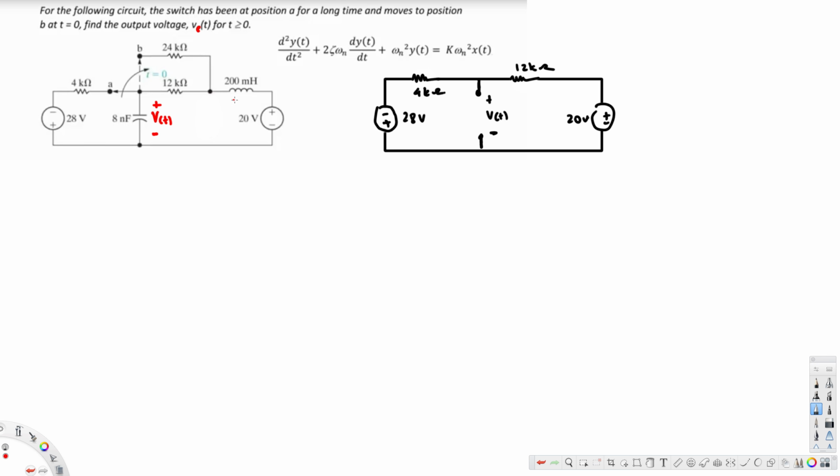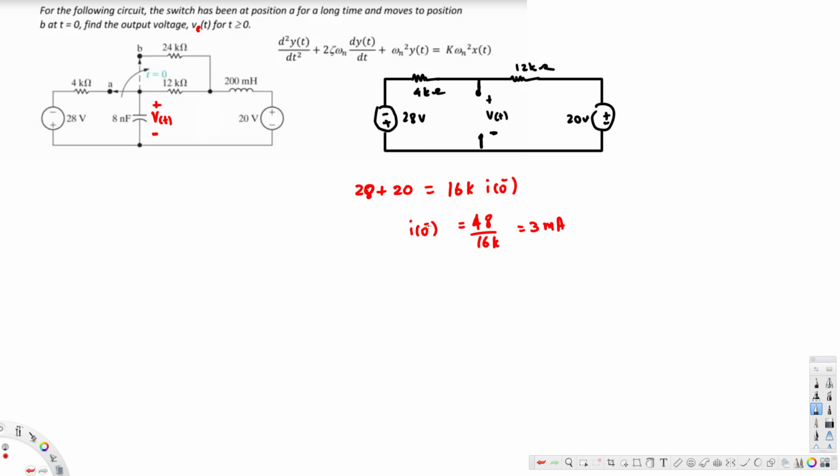To find the current through the inductor, we can use Kirchhoff's Voltage Law, because in the initial state it's a series circuit, so the current everywhere is going to be the same. Kirchhoff's voltage law says that voltage in should be equal to voltage out. In our case 28 plus 20 is the voltage in, and voltage out is going to be the addition of these two resistors, 4 plus 12, that's 16k times I0 minus. Now if we solve for I0 minus, it is 48 divided by 16k, and that gives us 3 milliampere. So this is the current we have before we flip the switch.